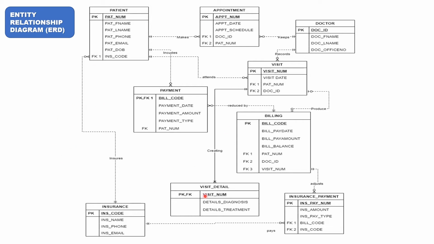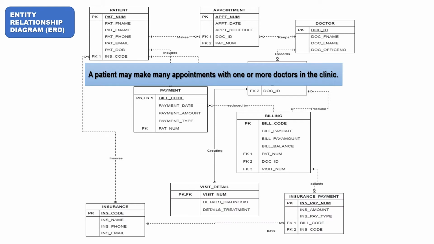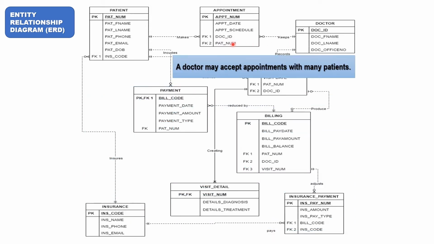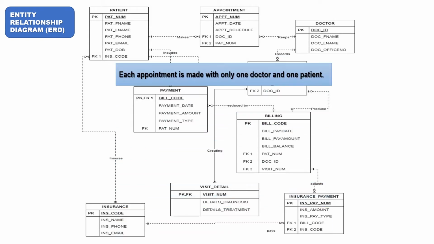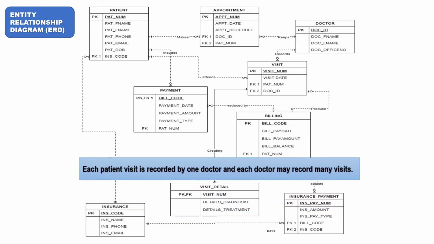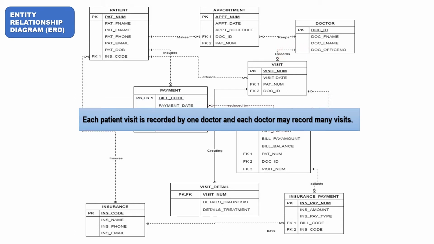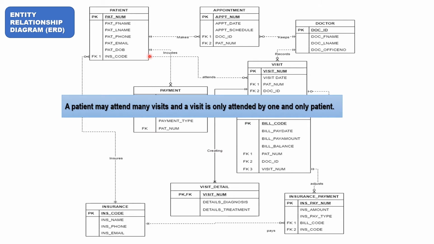This is our ERD, entity relationship diagram. From this ERD, we can know that a patient may make many appointments with one or more doctors in the clinic. A doctor may accept appointments with many patients. Each appointment is made with only one doctor and one patient. Each patient visit is recorded by one doctor and each doctor may record many visits. A patient may attend many visits, and a visit is attended by one and only one patient.